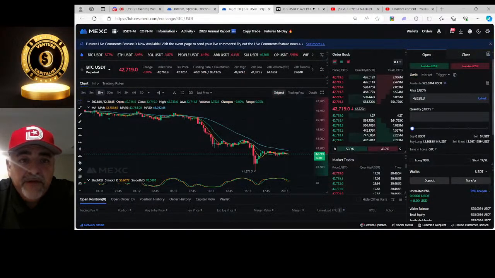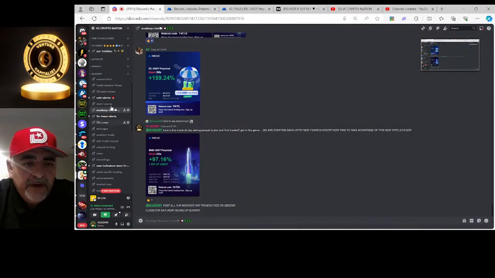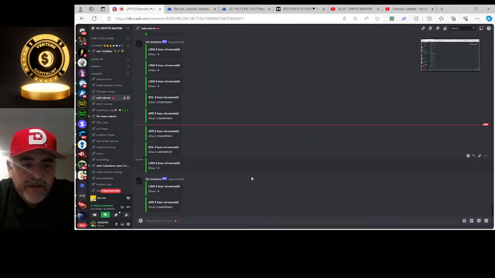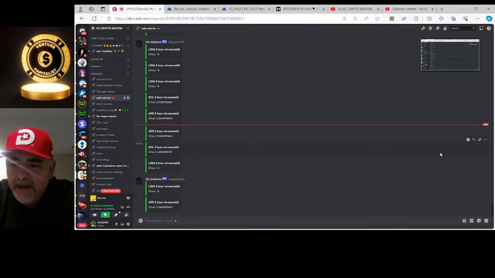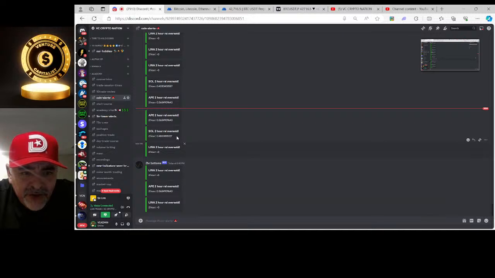Use our indicators and what's going on here. So the first thing we're going to do here is we're just going to start using coin alerts. So inside the Discord, coin alerts, let's go see what's going on there. Right now we have Lena 2-hour RSI. I'm looking for trends, right? So RSIs are great as well.